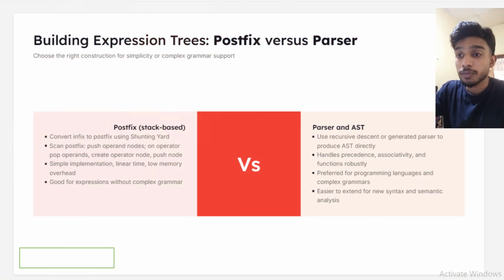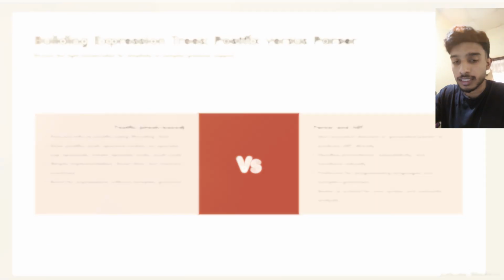When you need anything more complex, like a full programming language with functions, commands and control flow, you use a proper parser, like a recursive descent parser, to build an abstract syntax tree. An AST is a more generalized expression tree. This is the method used in real compilers for its flexibility and robustness.